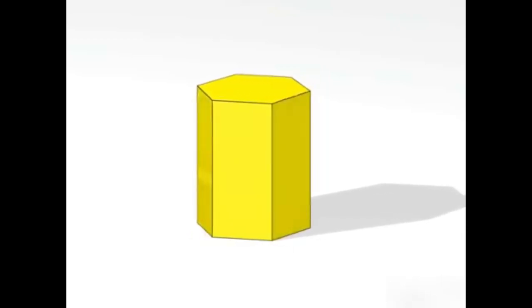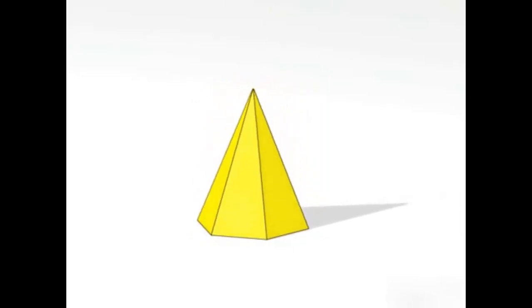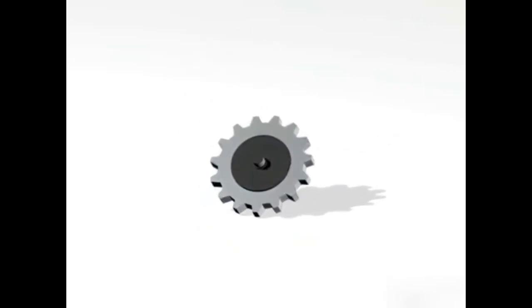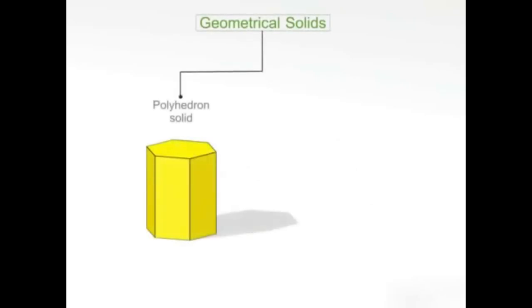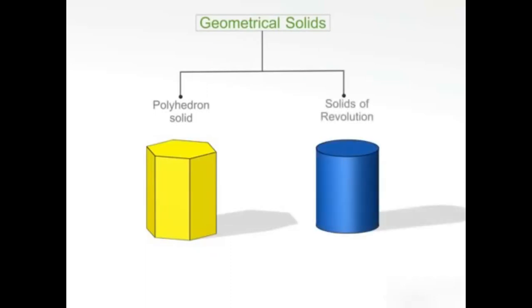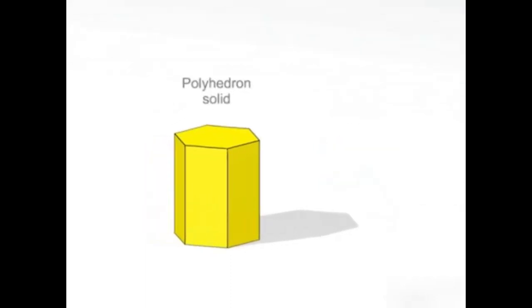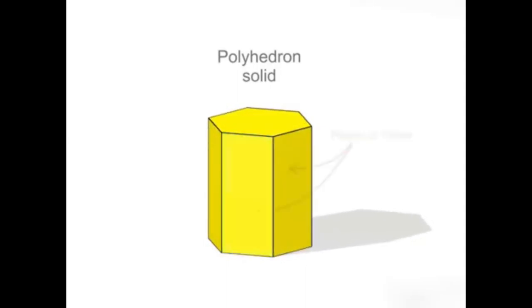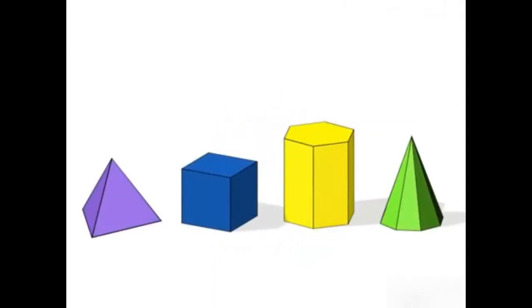Hi, in this session, let's study three-dimensional solids. As an example, a machine part is a 3D solid. In general, geometrical solids are classified as polyhedron and solids of revolution. A polyhedron solid has many sides, known as planes or faces. Regular polyhedron has equal and regular planes. Some of the common types are tetrahedron, cube, prism, and pyramids.